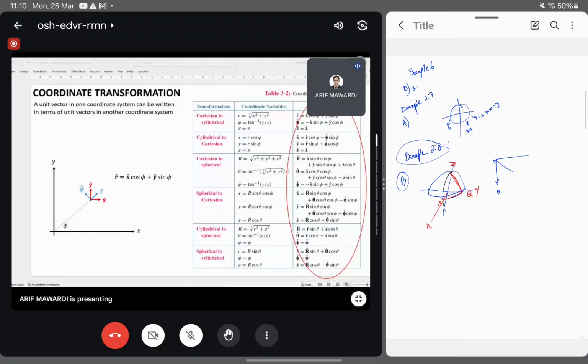Okay, so we have talked about how you express the coordinates, or how we can transform from one coordinate system to another coordinate system.